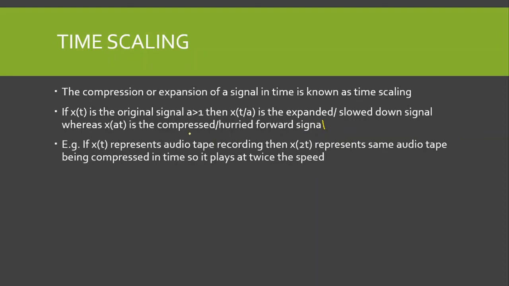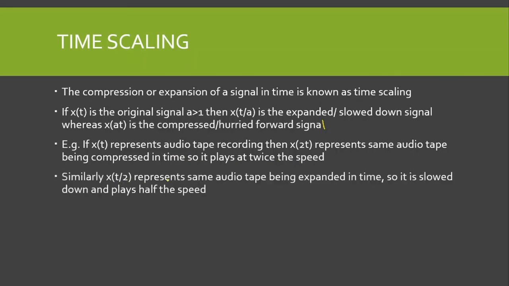We can understand this by an example. For example, x of t represents an audio tape recording, then x of 2t represents the same audio tape recording being compressed in time, so it plays at twice the speed. Similarly, x of t divided by 2 represents the same audio tape recording being expanded in time, so it is slowed down and plays at half the speed.